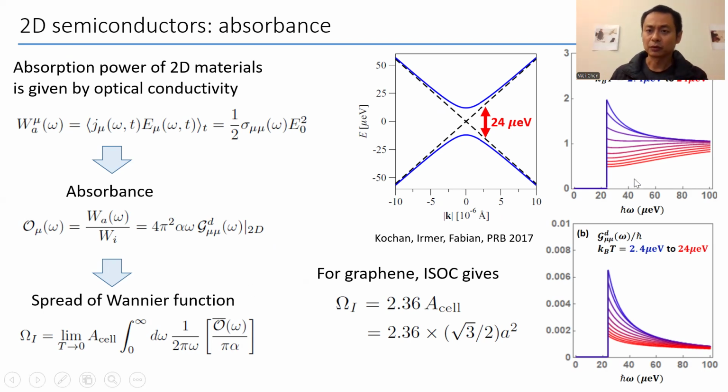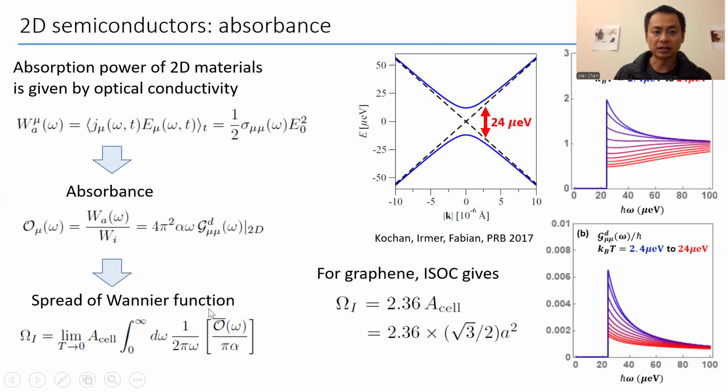So it turns out that for graphene, it is very important that this very small spin orbit coupling, which is of the order of 24 microelectron volt, has been worked out by our collaborator Denis Kochan and collaborators, that this very small gap in the absorption spectrum is enough to give it a finite spread. Yeah, and so we work out this integration.